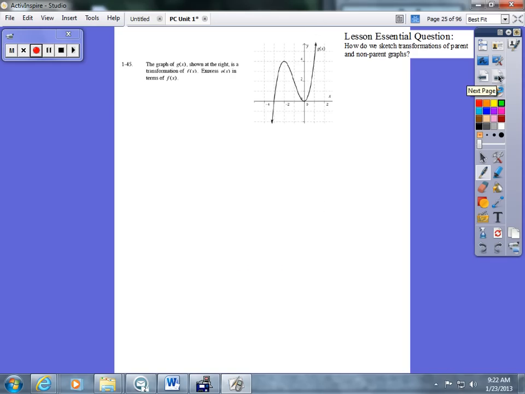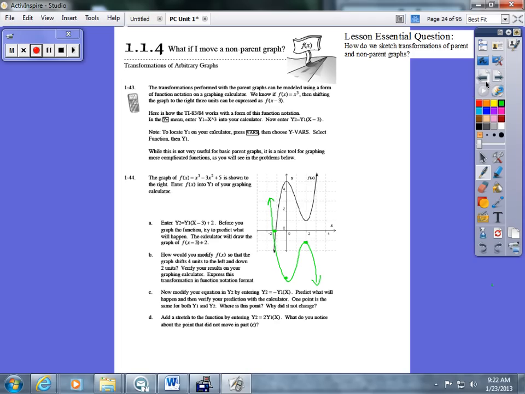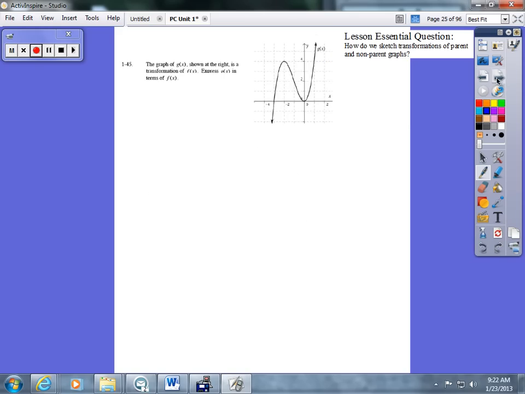The graph of g of x is shown at the right. It's a transformation of f of x. Express g of x in terms of f of x. So if I go back here to my f of x, I look at some of the important points that I have here, which would be (0, 5) and (2, 1). And then go to my g of x, plot those points, and then try to figure out how they got shifted.